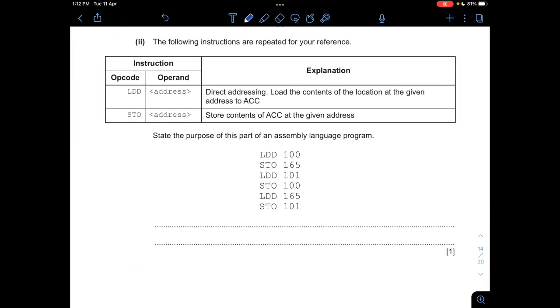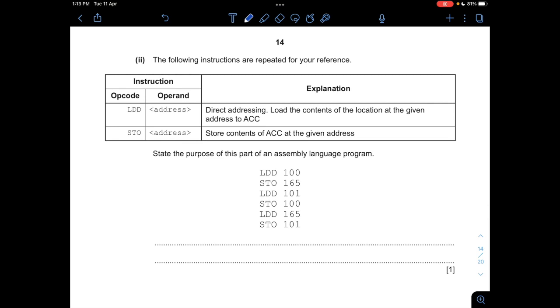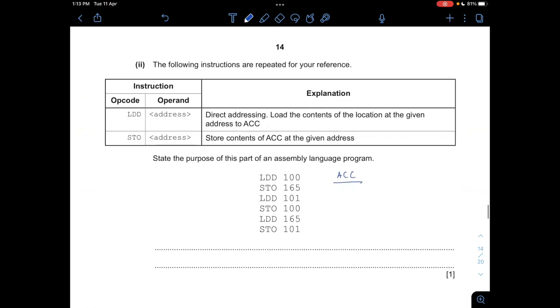Okay, state the purpose of this part of the assembly language program. Following instructions are repeated: LDD 100, store 165. LDD 100 loads the content to ACC. For example, let's say 100 is 5. Store it at 165. And then LDD 101, let's say it's 3. You store it at 100. And then LDD 165, you get 5, and then you store it at 101. So like that, it swaps around the numbers. So it swaps the content of the memory addresses.